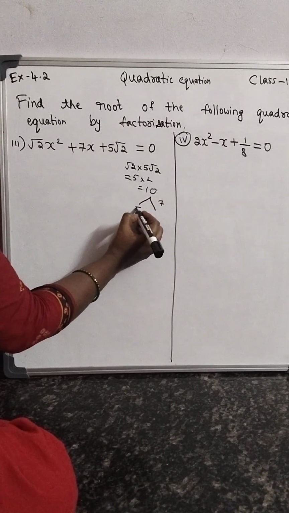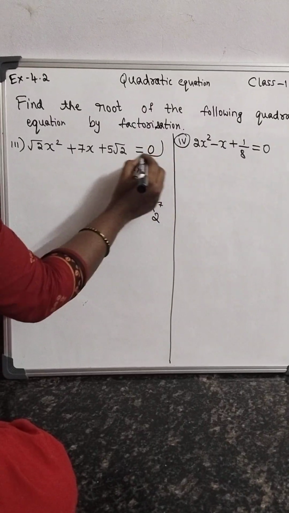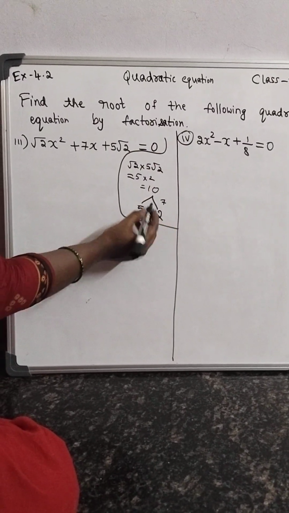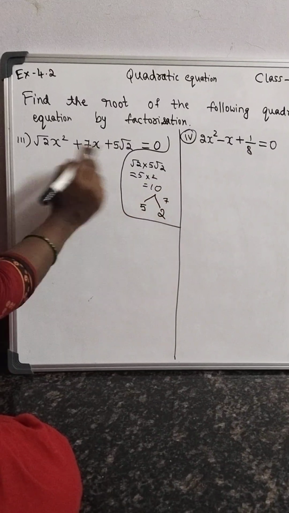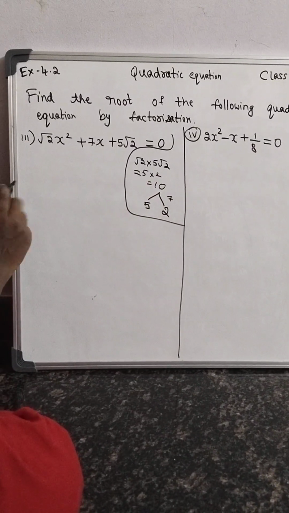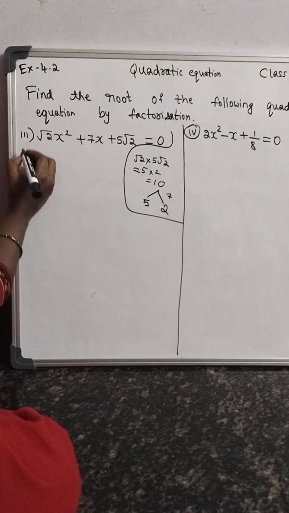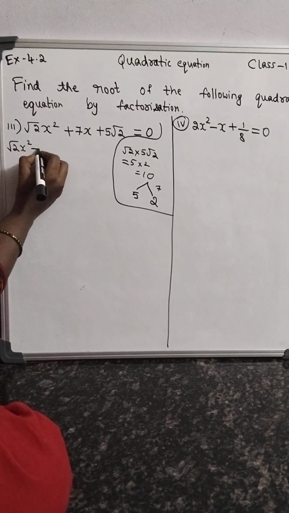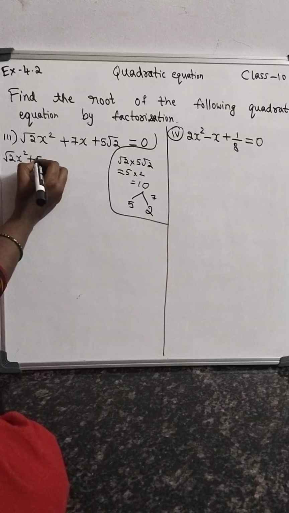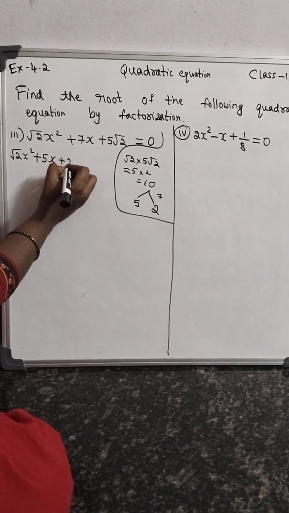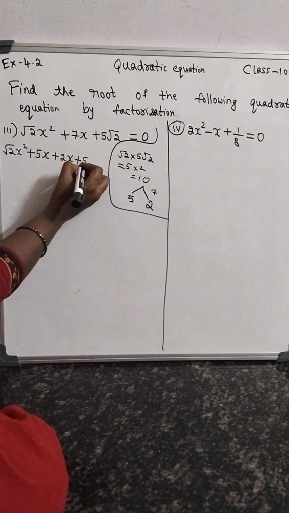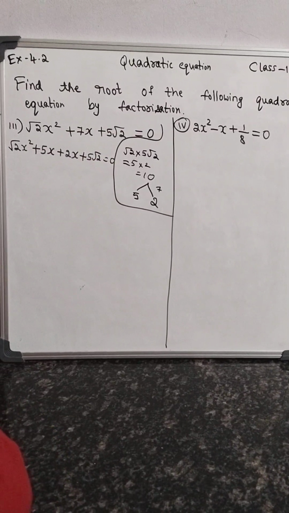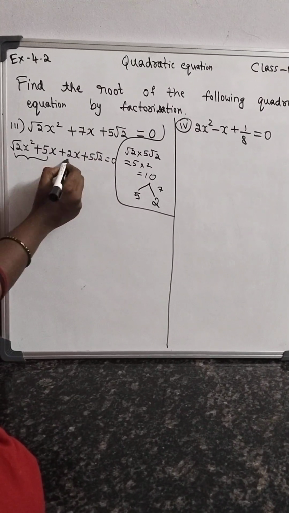So that will be, we can write it as 5 2s are 10. And when we add, 5 plus 2 is 7. So all the conditions are satisfied. Now we can split 7x as 5x and 2x. That will be root 2 x square plus 7x can be split as 5x plus 2x plus 5 root 2 is equal to 0. Now we have to group two terms together.